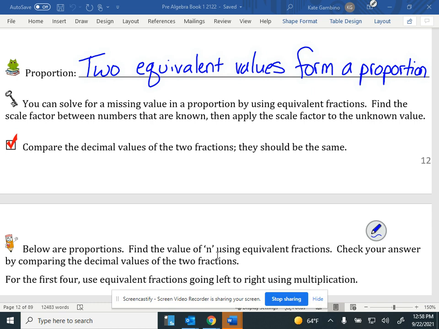If we have, let's say, 2/7 is proportionate to blank over 21. How can I find the missing value? It says to use the scale factor. Ooh, that's vocab that's kind of new to us. What do you think that scale factor would be, Maddie?